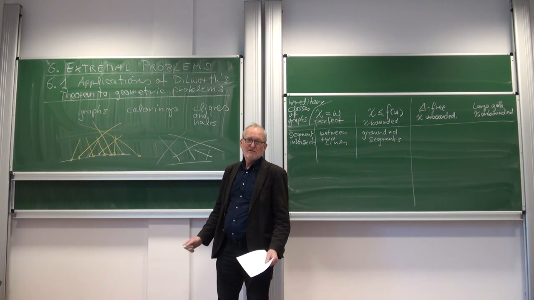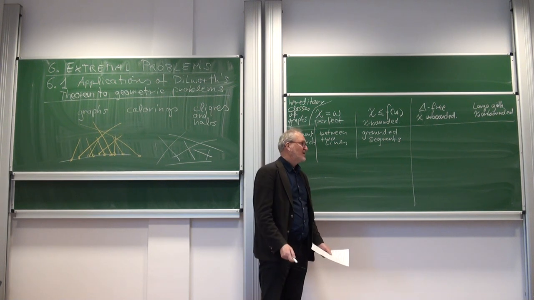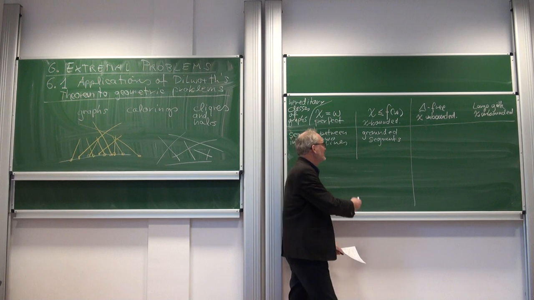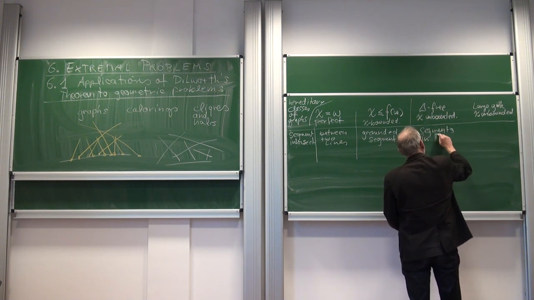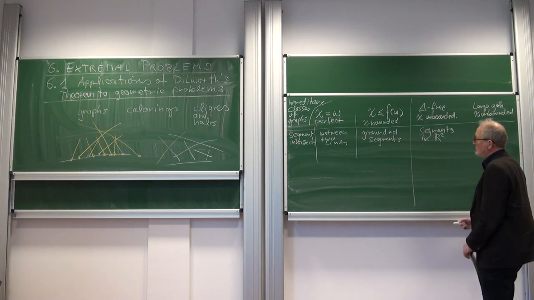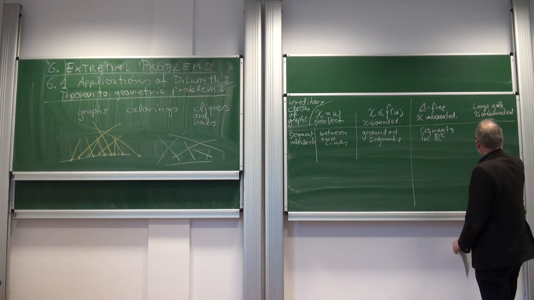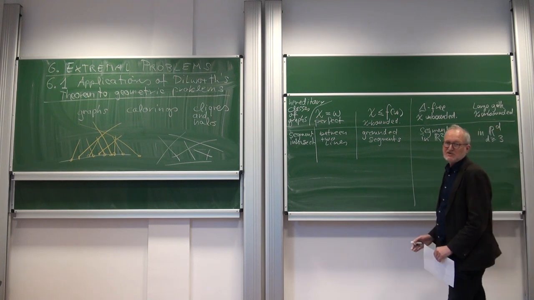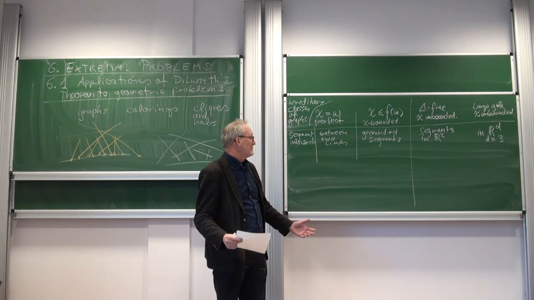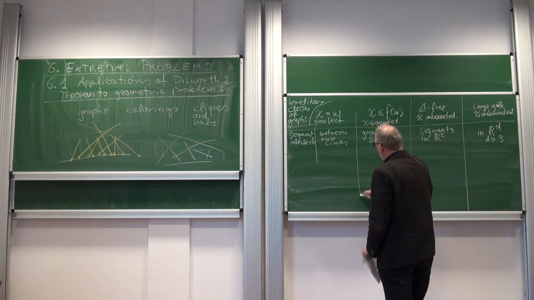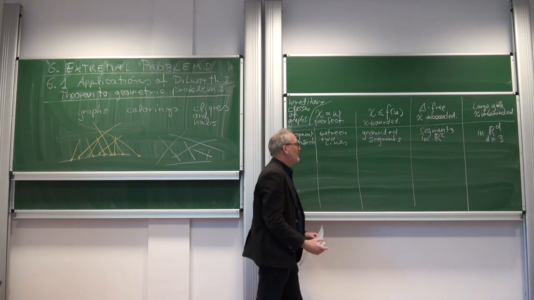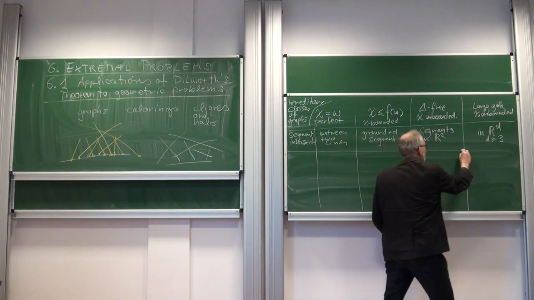Now, if you go to the general class, it has been shown a few years ago by a group from Krakow that then you are here. This is segments in R2. And if you go to higher space, Rd, d at least 3, then you can find objects which have large girth and unbounded chromatic number. So here you see all these classes, all these properties can be found in segment intersection graphs.